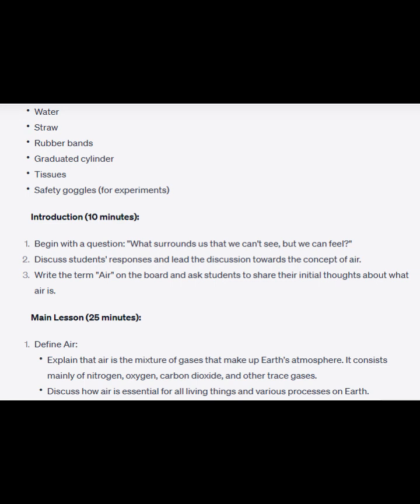Main lesson: 25 minutes. Define air. Explain that air is the mixture of gases that make up Earth's atmosphere. It consists mainly of nitrogen, oxygen, carbon dioxide, and other trace gases. Discuss how air is essential for all living things and various processes on Earth.